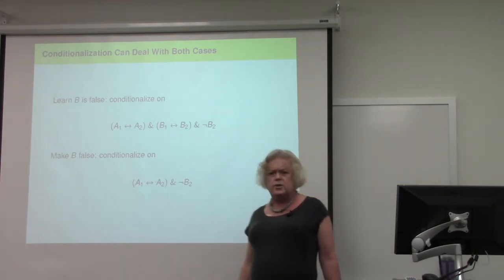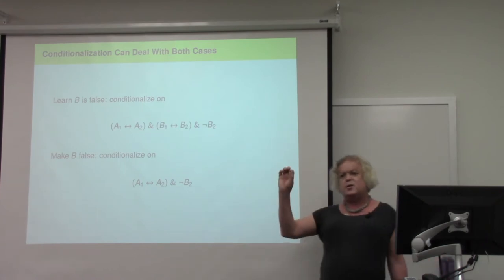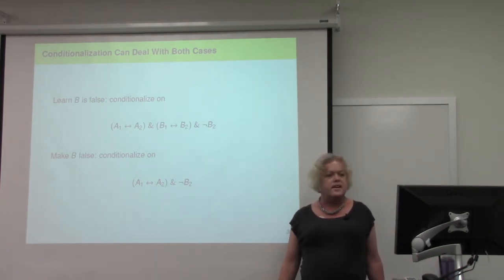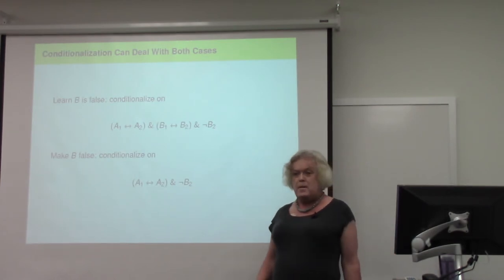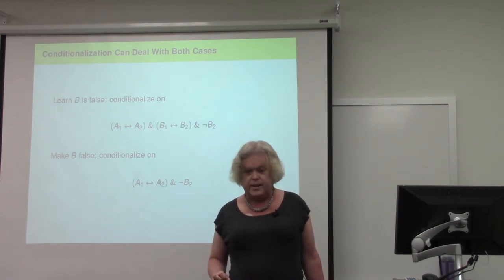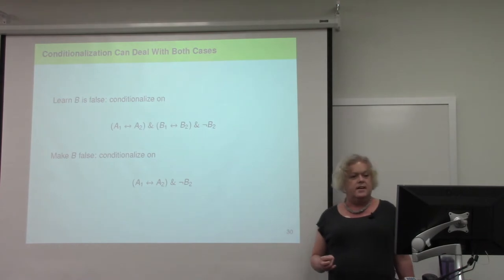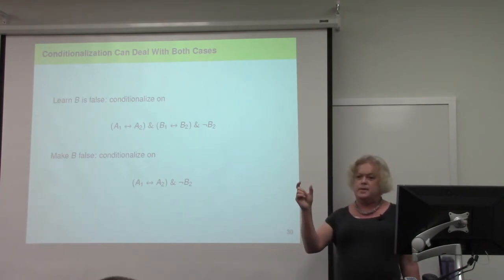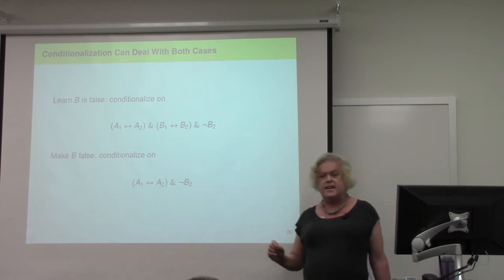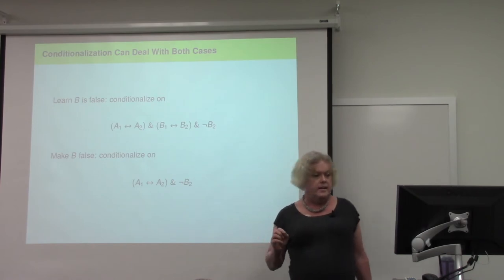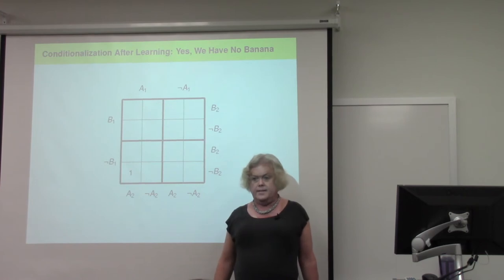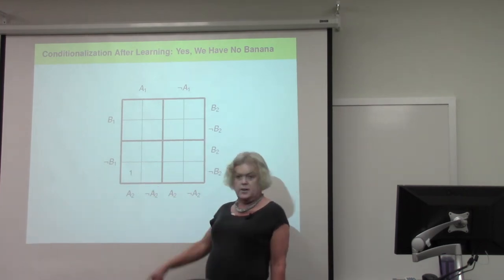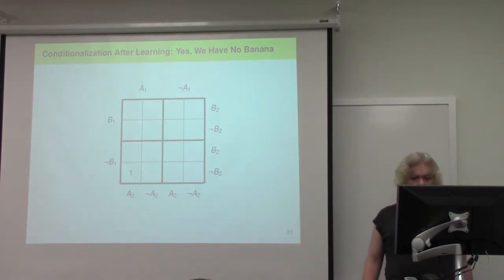And now conditionalization can surely deal with both cases. If we learn that B is and always was false, what we're going to do is conditionalize on the proposition A1 if and only if A2, B1 if and only if B2, and not B2. On the other hand, if we're going to make B false, if it isn't already false, we're going to conditionalize as well, but on the proposition that drops the conjunct that the B state of the system has to be the same at the earlier time and the later time. So we now conditionalize on A1 if and only if A2, and not B2. So that's what happens after we learn that there's no banana and there wasn't a banana in the box. Again, all of the probability ends up in the lower left corner here, where there's an apple and no banana, both at the first time and at the second time.